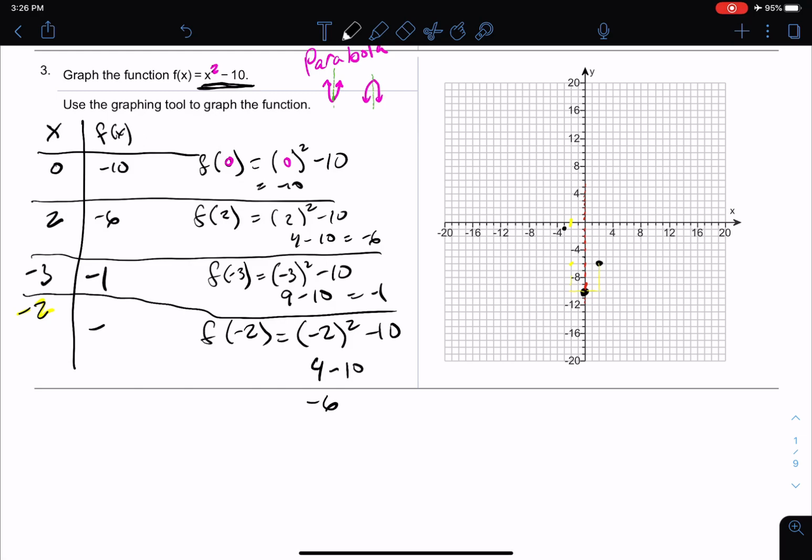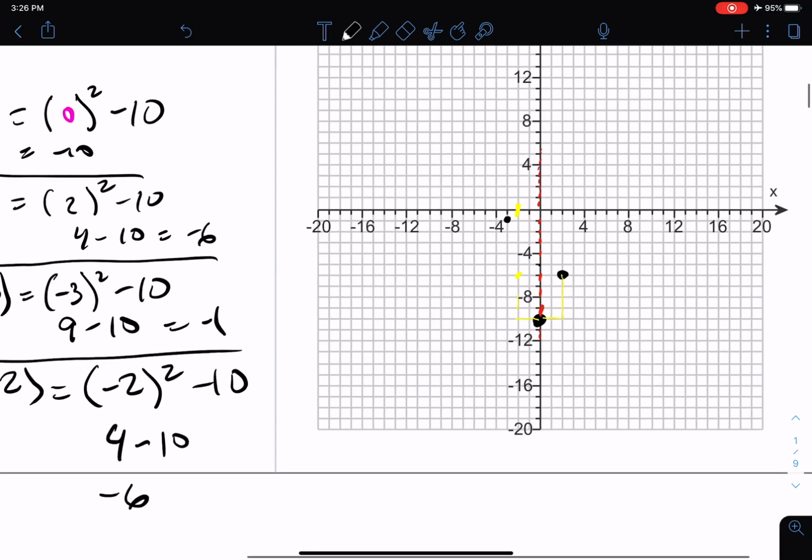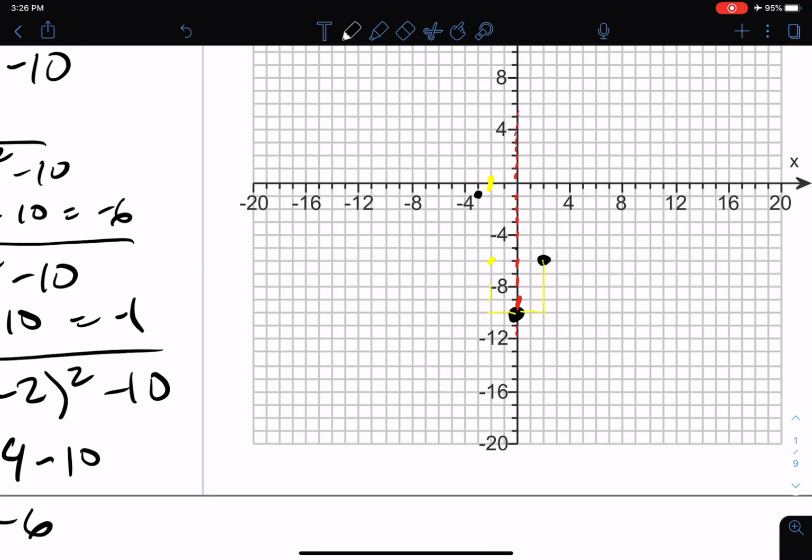So negative 2, negative 6. Now let's zoom in. Did that actually give us its matching pair? Negative 1, 2, and then go down 1, 2, 3, 4, 5, 6. Yeah, definitely. This is definitely a parabola, which we already knew.